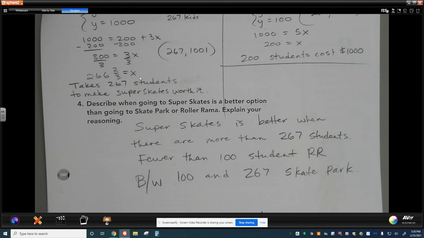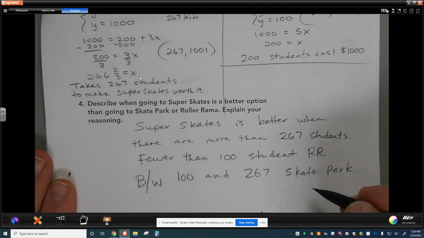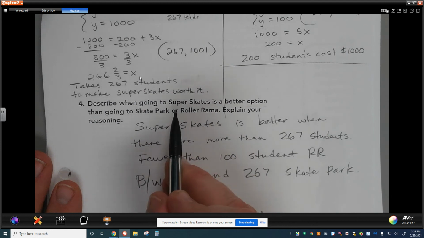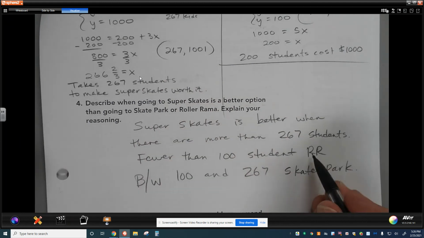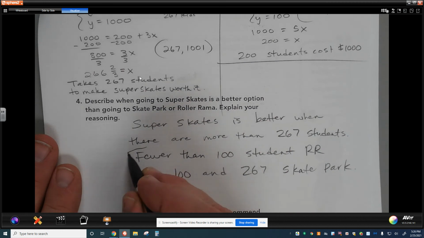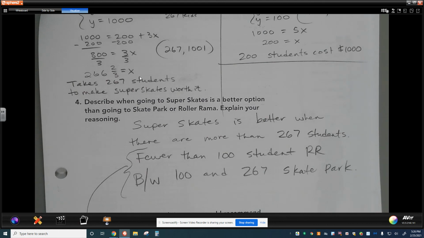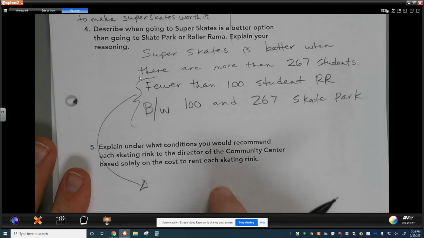All right. Explain under what conditions you would recommend each skating rink to the director. I think I just kind of did that right here. I see what I did. I didn't follow directions. It says Super Skates is a better option than going to Skate Park or Roll-A-Rama. So anytime we have more than 267 students, this part right here should just come straight down here. Solely on the cost to rent the skating rink. Explain under what conditions. Well, if we're talking about fewer than 100 students, Roll-A-Rama. If we're talking about 100 to 267 or 266, go to Skate Park. Anything more than 267, go to Super Skates. So that could also be written right down here in number 5.